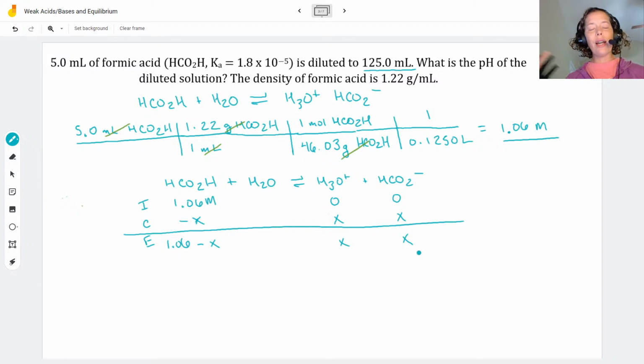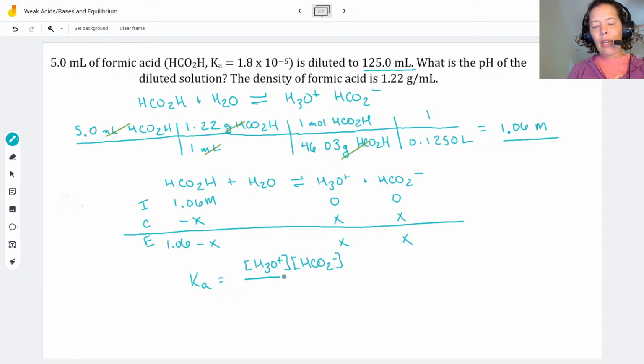But of course, we're not done with our problem yet, and I'm thinking I'm going to need another page. Once you're done with your ice table, you want to put it into your equilibrium expression. We actually haven't written an equilibrium expression for our reaction yet, so let's go ahead and do this. Formic acid is an acid, so this is going to be a Ka, and it's just products over reactants. So it's my hydronium times my conjugate base, over formic acid, HCO2H. Again, I'm just getting this from my balanced chemical equation right here.